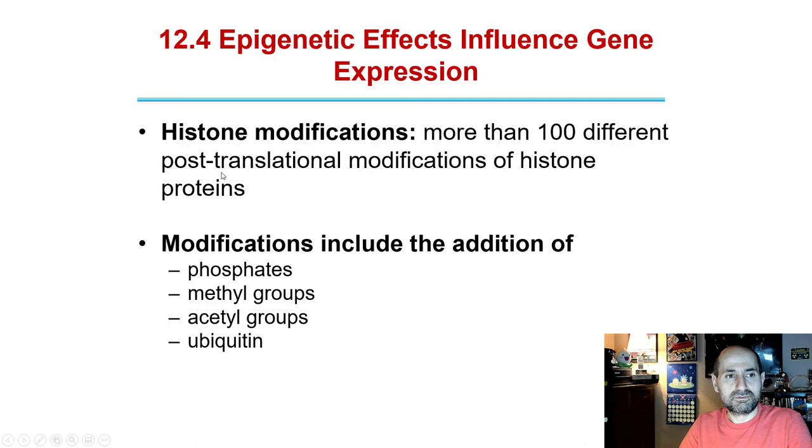So let's keep going. So again, you can modify the histones. That's a big part of epigenetic effects. And there's more than 100 different post-translational modifications of histone proteins. So just to name a few, you could phosphorylate the histone proteins, methylate, we talked about that, acetylate, ubiquitinate. You could do many different types of modifications to the histone proteins, and each one's going to have a different effect on the chromatin structure and ultimately on gene expression.